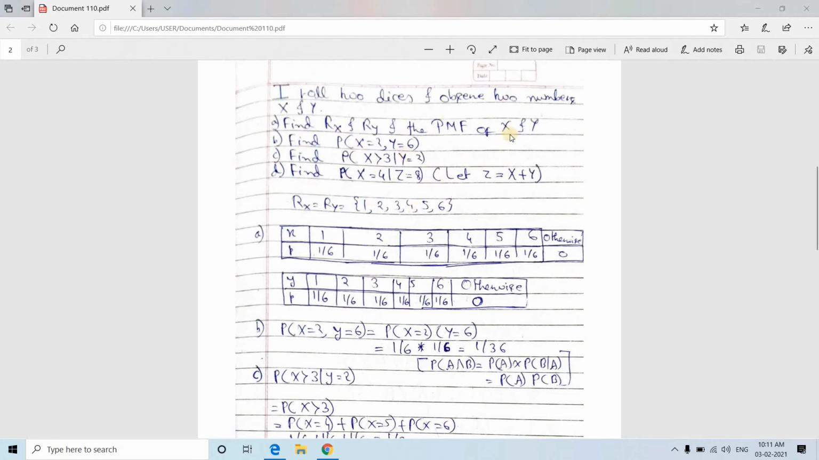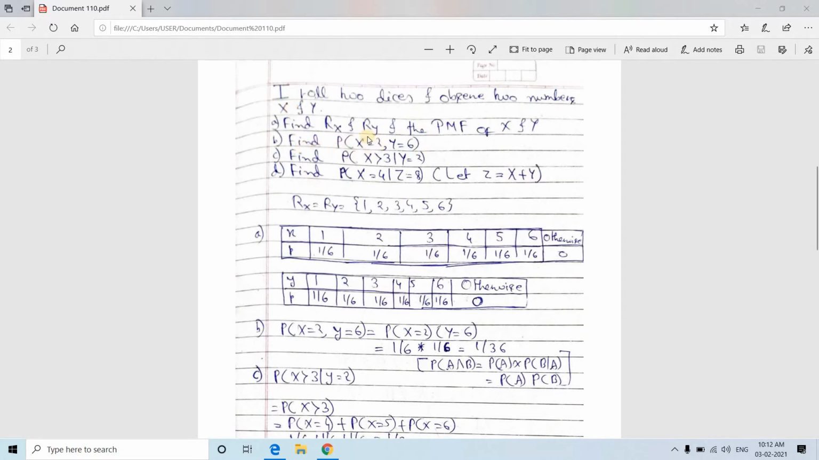So in this particular video I am going to discuss another interesting problem related to discrete probability. The question is, I roll two dice and observe two numbers x and y. Find Rx and Ry and the probability mass function of x and y. You can understand that this is a random experiment because the outcome can be 1, 2, 3, 4, 5, 6, any of them. So we will be getting a random variable.